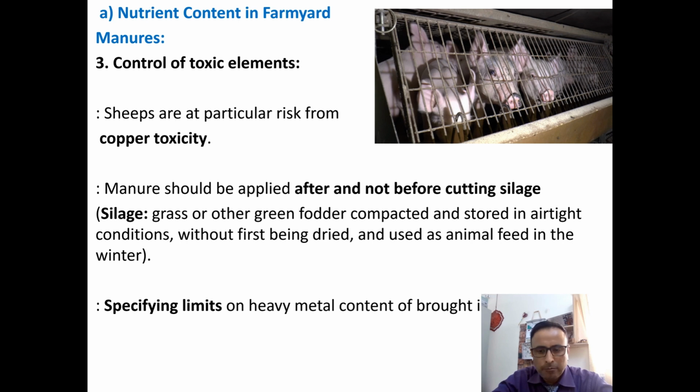So the purpose of saying all these things is that if you are using a manure, use it from a source which is completely free from heavy metals, antibiotics, and other materials which are used in the industry.